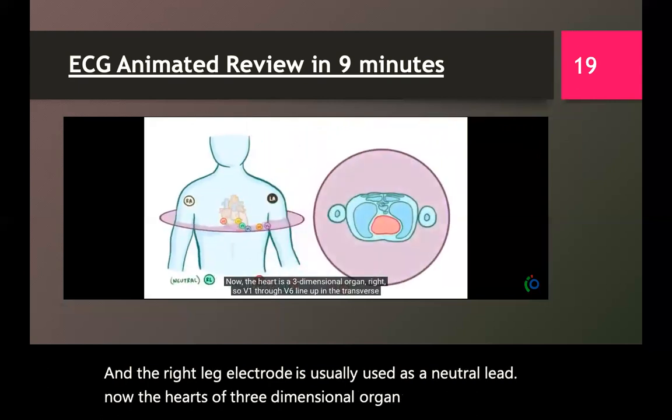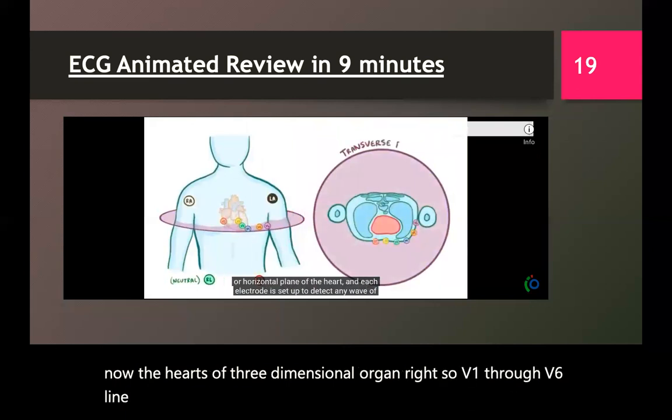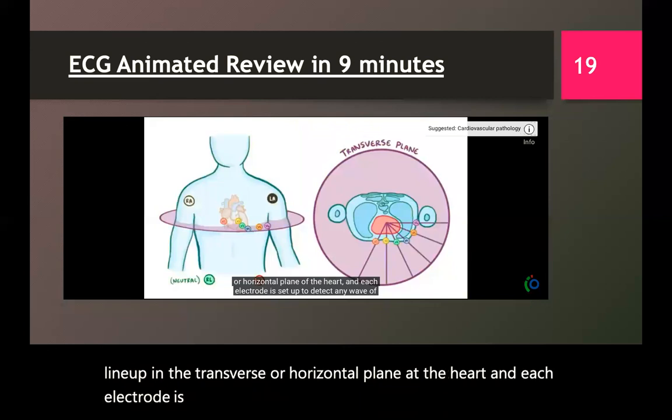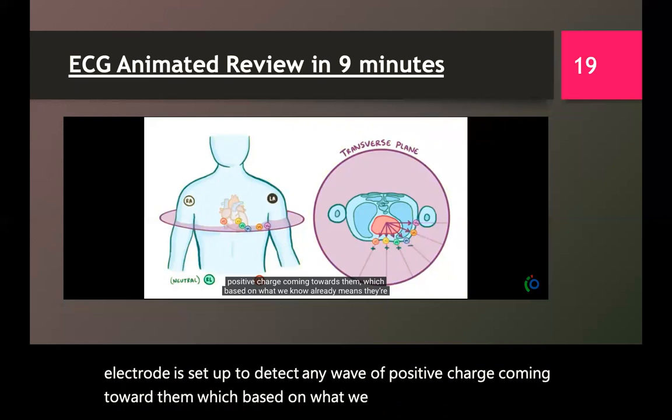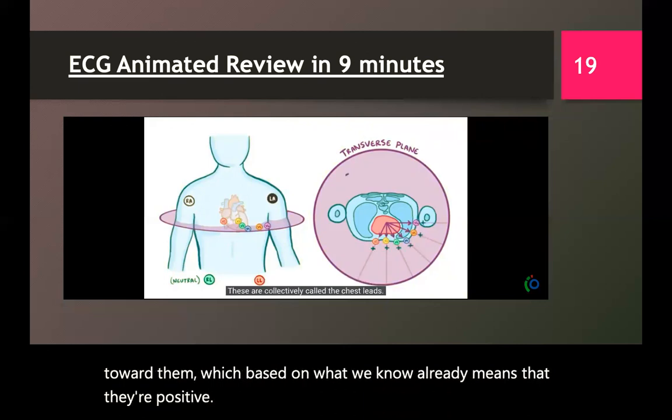So V1 through V6 line up in the transverse or horizontal plane of the heart, and each electrode is set up to detect any wave of positive charge coming toward them, which based on what we know already means that they're positive. These are collectively called the chest leads.